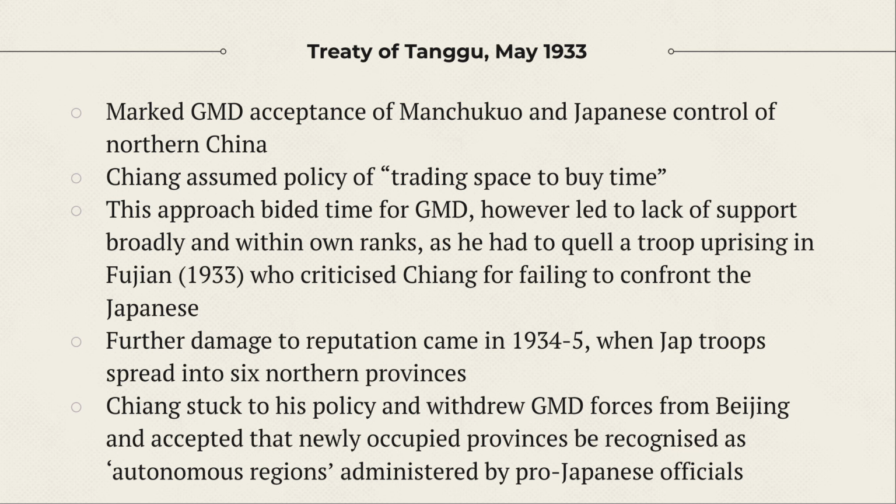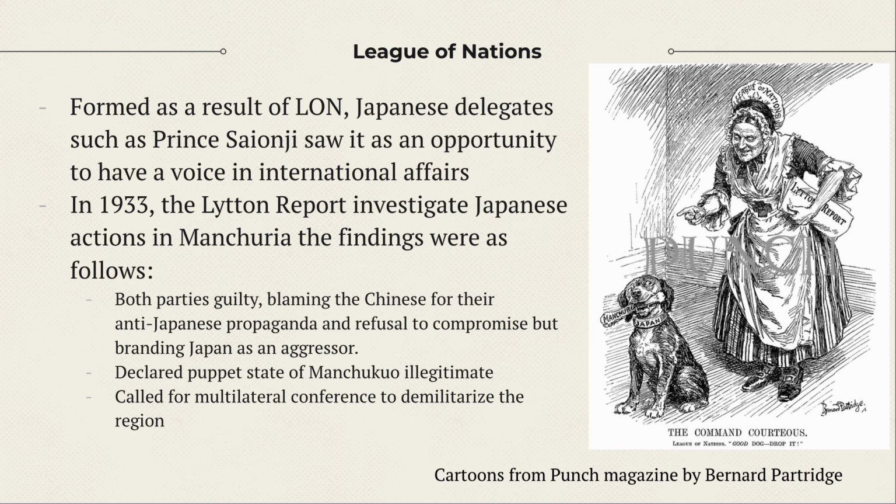How does the League of Nations react? I already mentioned that they are going to have international condemnation, but really do nothing. Japanese delegates such as Prince Saionji, a member of the Genro, saw it as an opportunity to have a voice in international affairs. This is initially when they joined the League of Nations. The League of Nations sends a committee out to Manchuria to investigate what is happening in Mukden and the attack on the railway. They do this a year after the attack at Mukden, so things are quite delayed in actual action from the League of Nations.